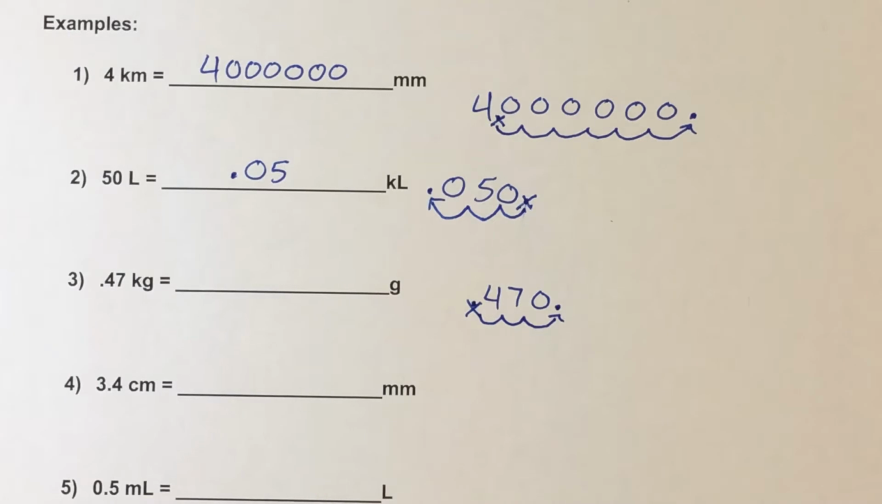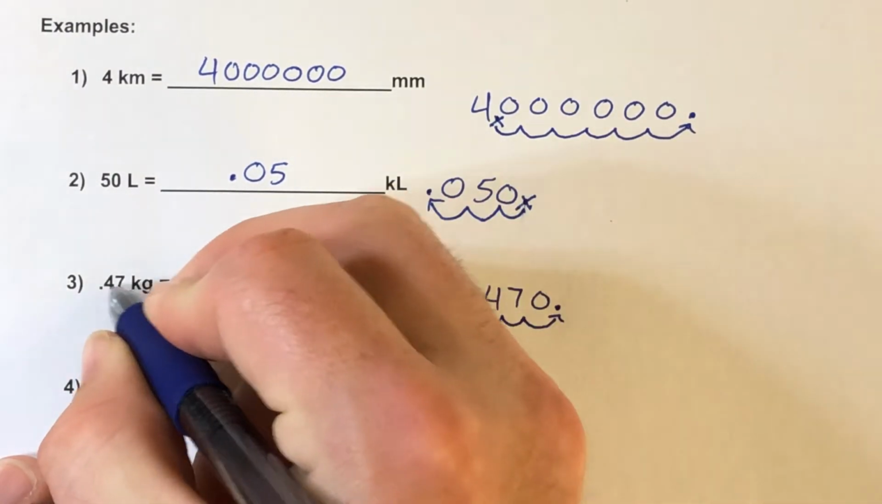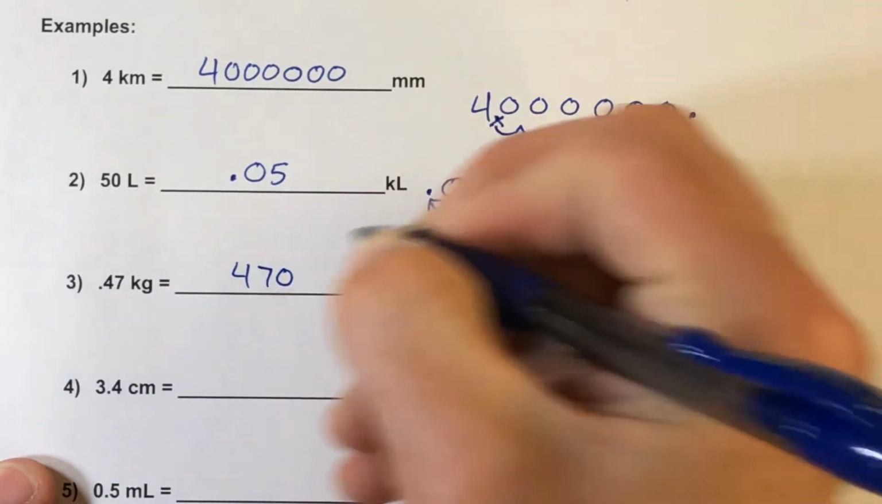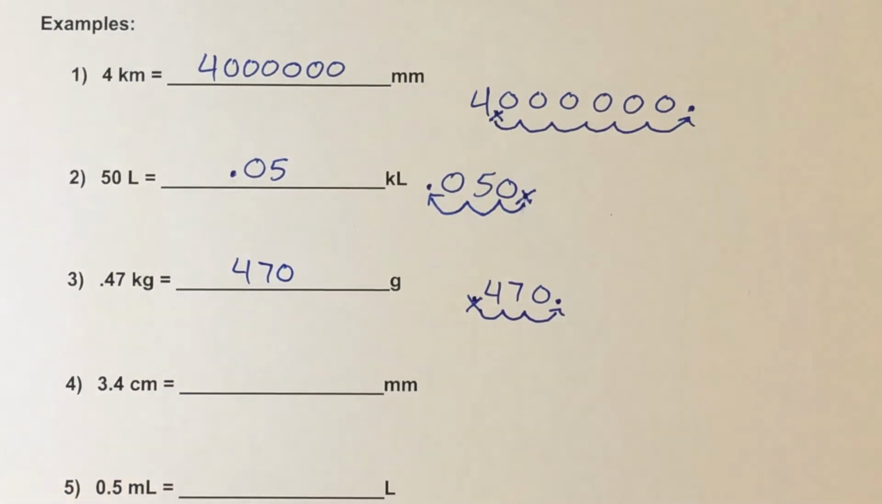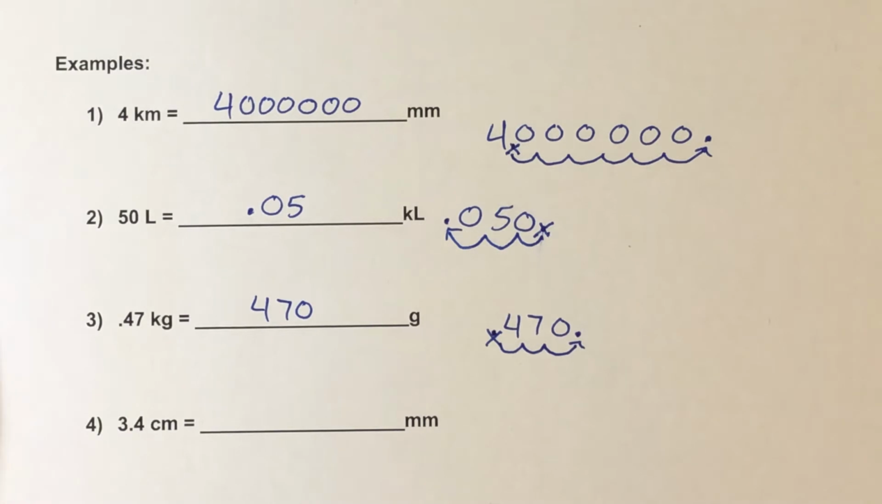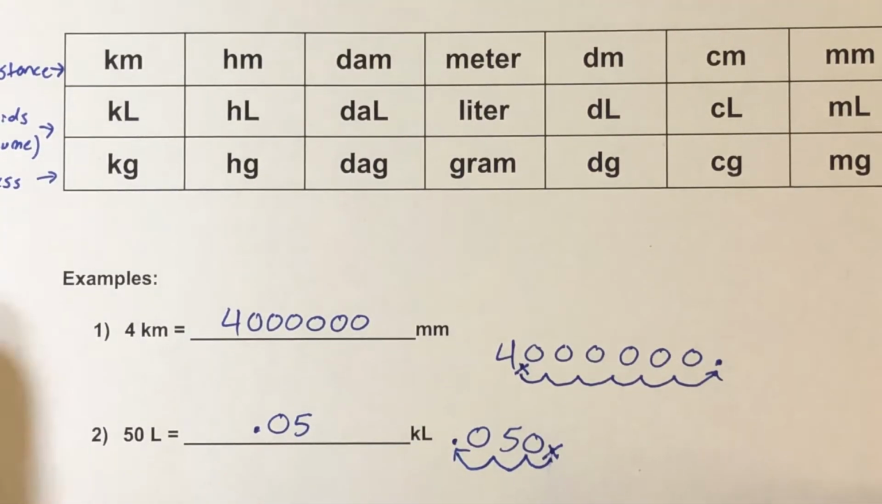So that means 47 hundredths of a kilogram is the same thing as having 470 grams of something. Same exact thing. Again, we're not going in depth on the meaning of this. I'm just going quickly and efficiently through how to do these conversions.